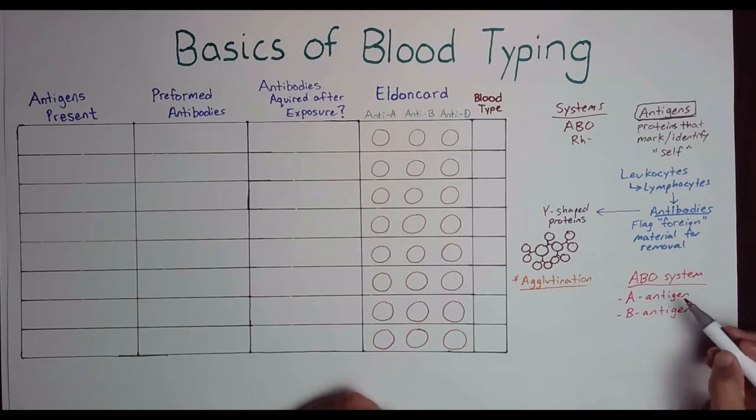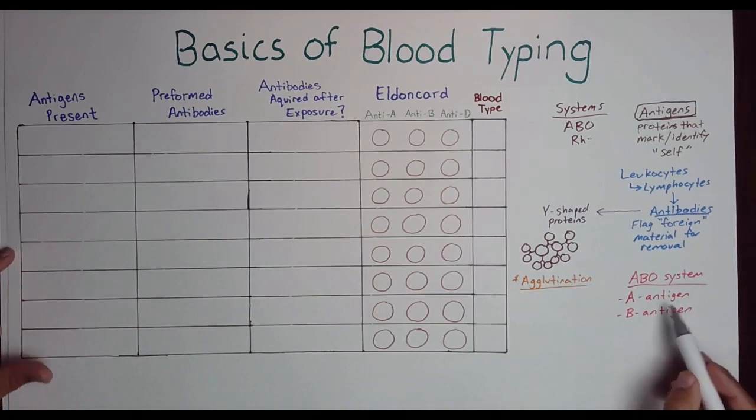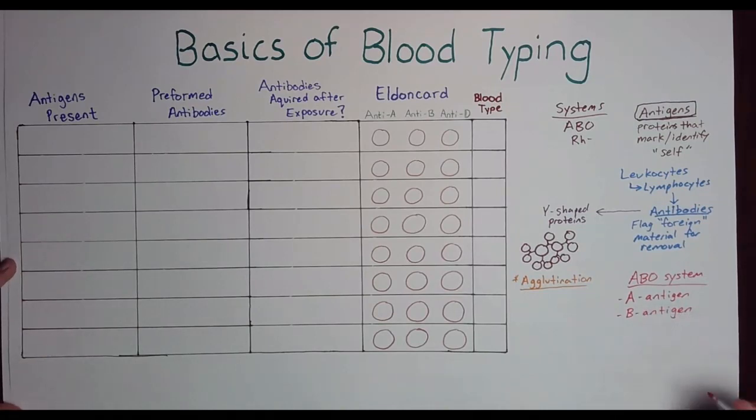What if they have both of these antigens? What if they have both A antigen and B antigen? Then we're going to call this blood type AB. And what if they don't have any antigens? Let's say they don't have either A antigen or B antigen? That's going to be blood type O.